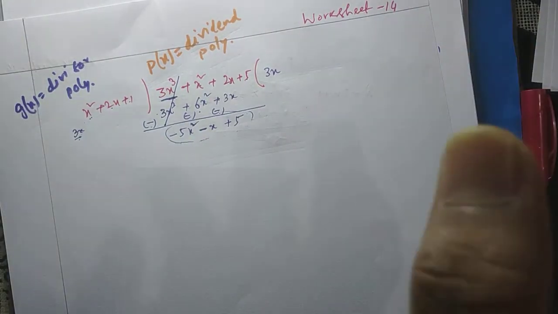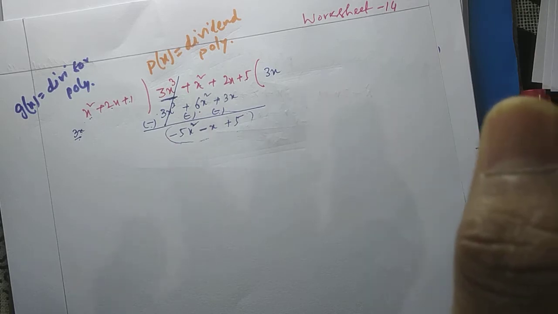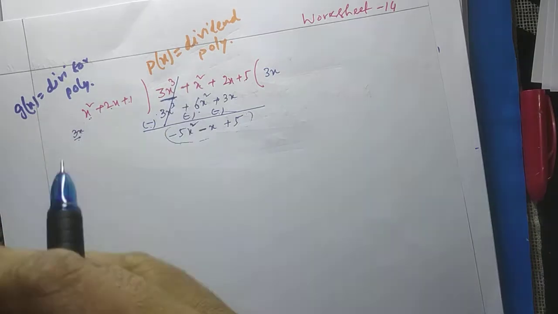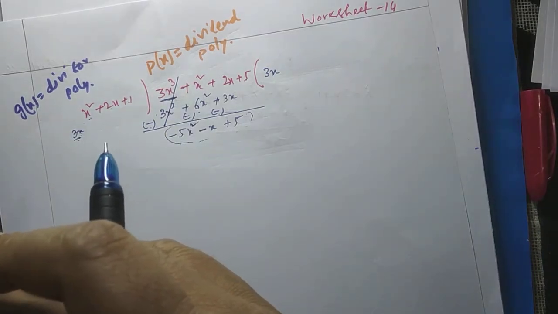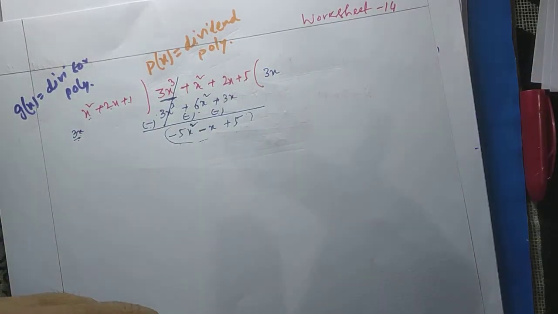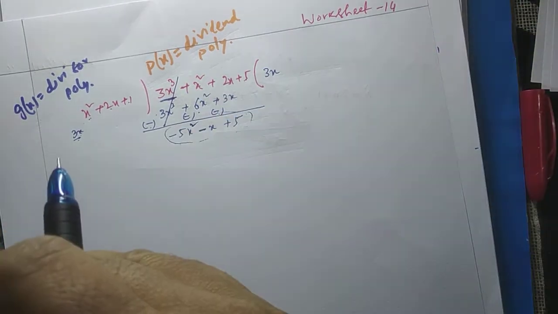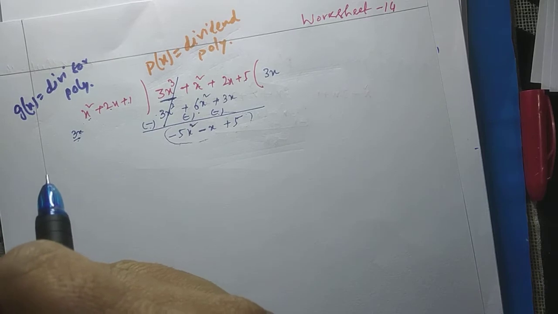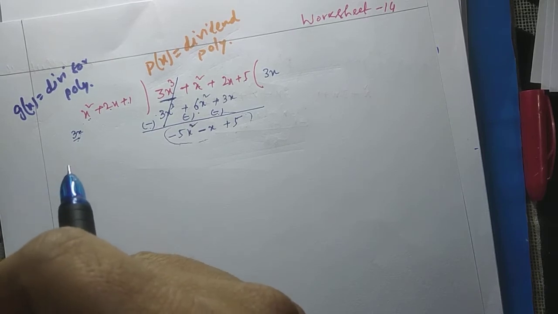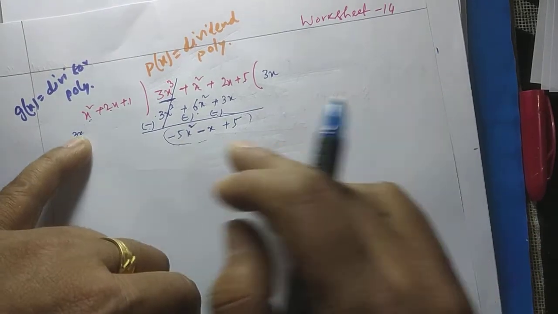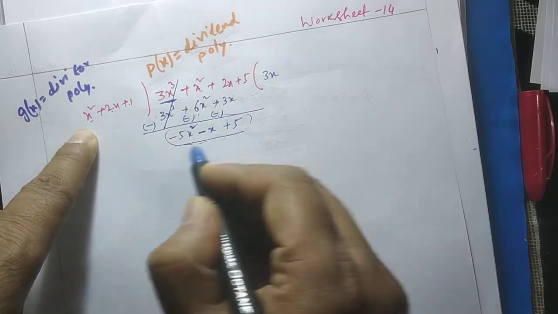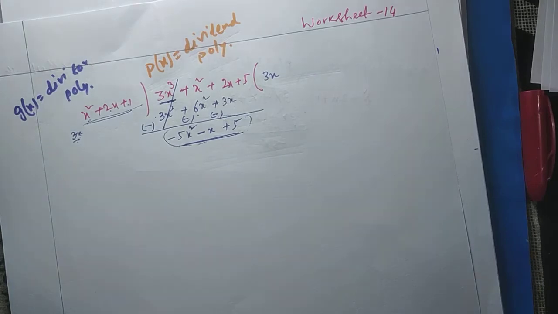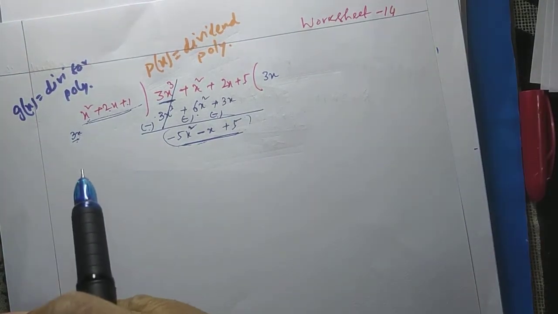So we already know we have to carry on the division process until the degree of the remainder is less than the degree of the divisor. When you see the degree of the remainder is less than the degree of the divisor, then we have to stop the division process. That is the rule of division of polynomials. Correct? But here we see the degree of this term is equal to the degree of the divisor. So you have to carry on the division process.